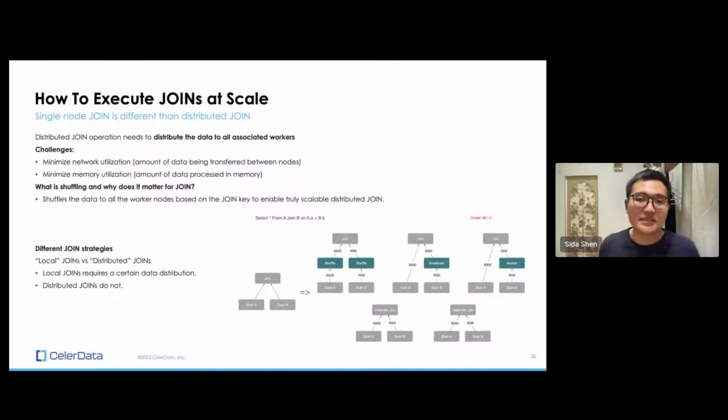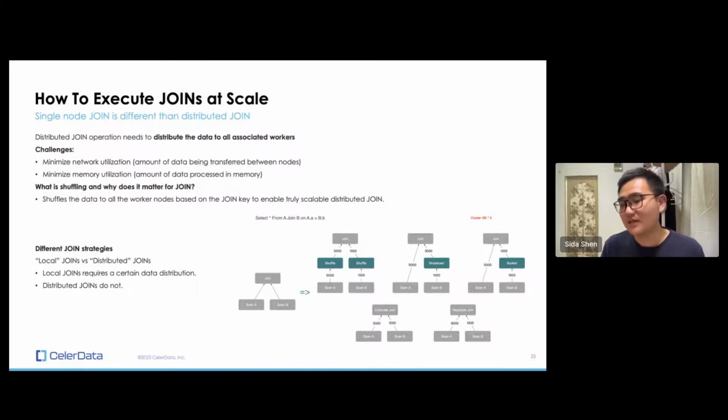So just exactly how to execute joins at scale with many instances. A single node join is very different from a distributed join. In a distributed join operation, one thing it needs to do is make sure all of the worker nodes get the right data that they can work on, right? So during the process of distributing the data, it tries to minimize the network utilization, that's the amount of data being transferred between nodes. And it tries to minimize the memory utilization, right? And that's the amount of data being processed in memory.